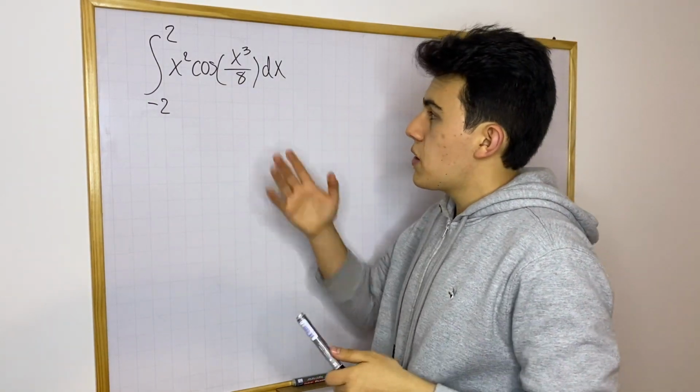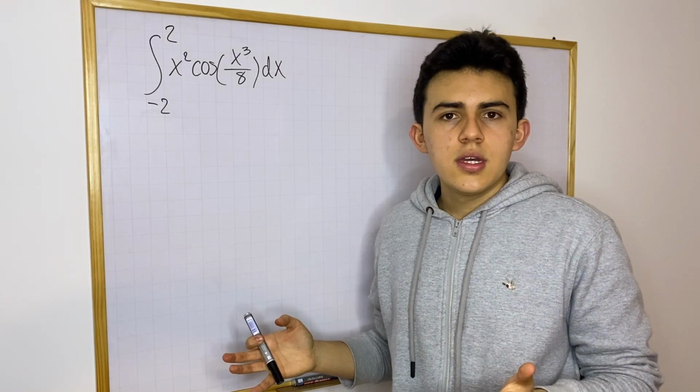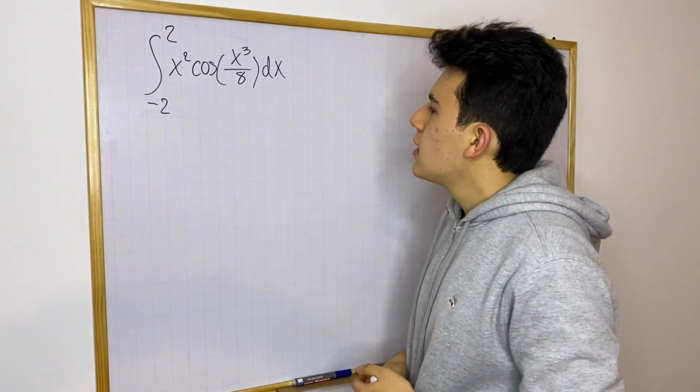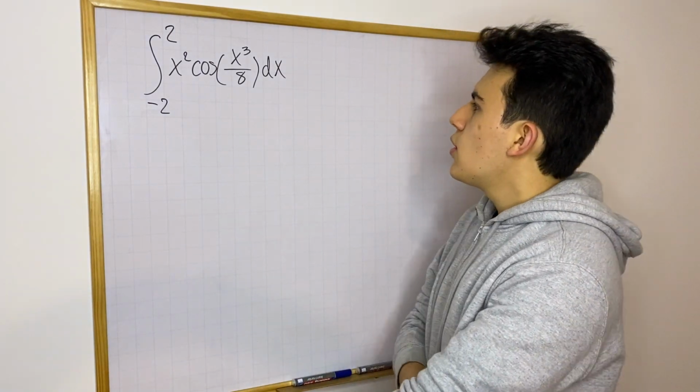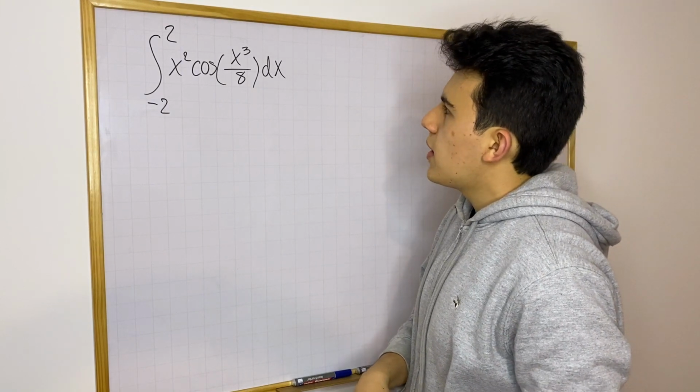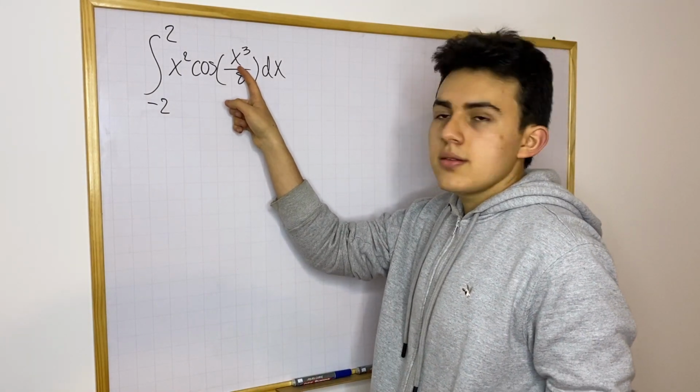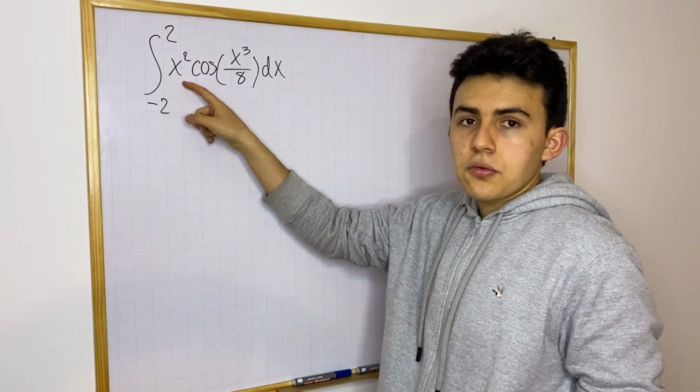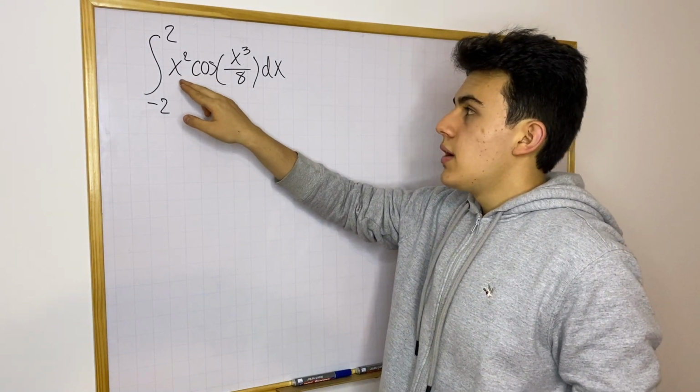And this is going to be very easy. We're going to use substitution and change of variable, basically. So let's see how we can do it. Right off the bat, you can see that if you differentiate x cubed, you're going to get 3x squared. And over here, we have x squared.